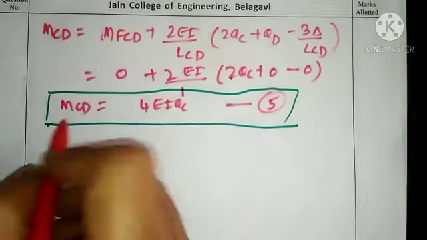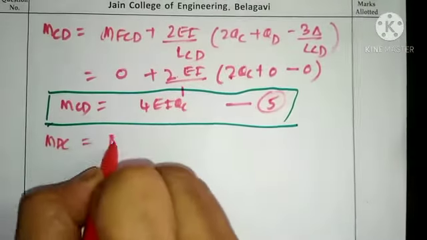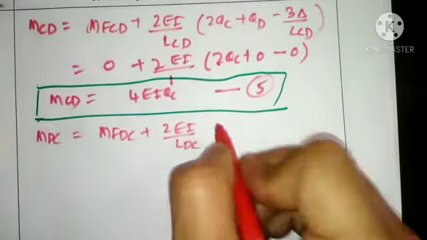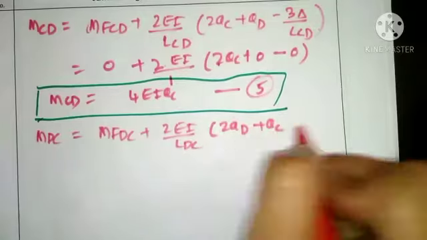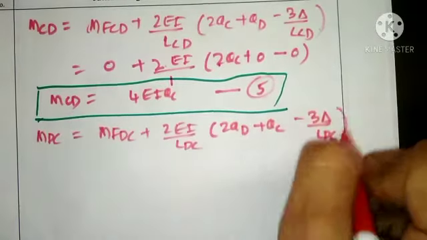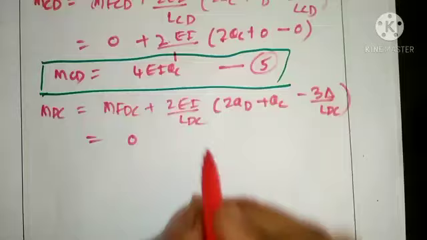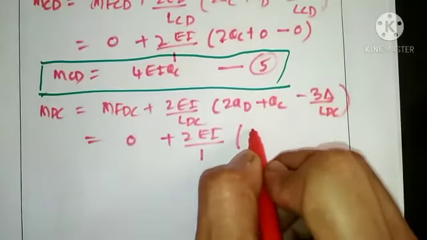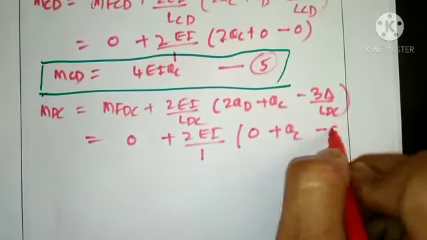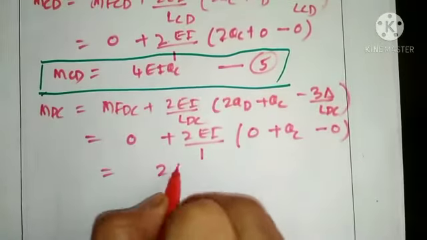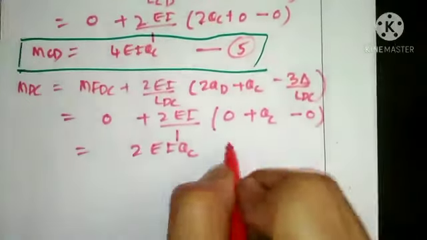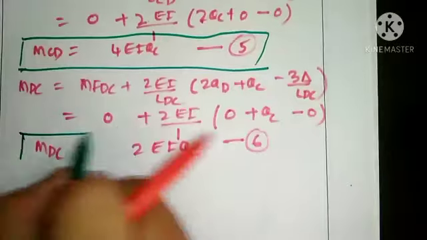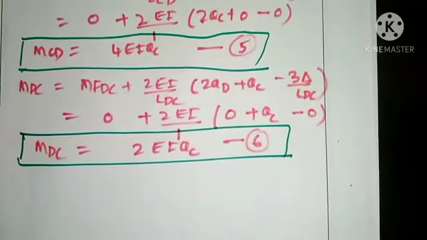Next is MDC. The MDC equation will be MFDC plus 2EI divided by LDC times 2 theta D plus theta C minus 3 delta divided by LDC. The MFDC value is 0, 2EI divided by LDC is 1, the theta D value is 0, so theta C is kept as it is and the delta value will be 0. So this will be 2EI theta C, equation number 6. This is MDC, which is equation number 6.